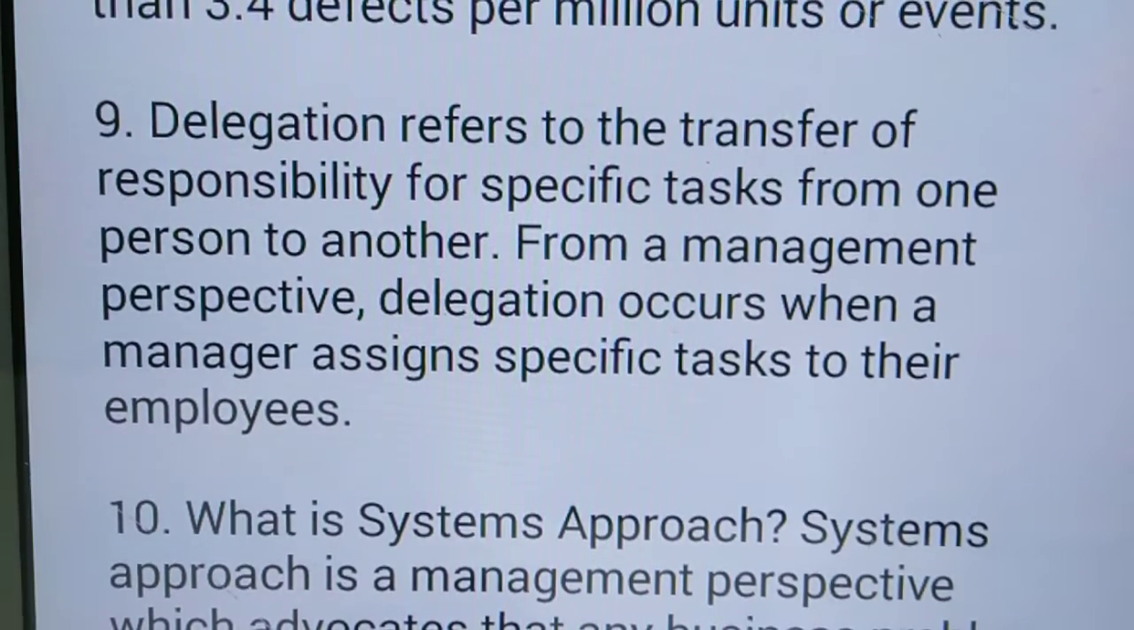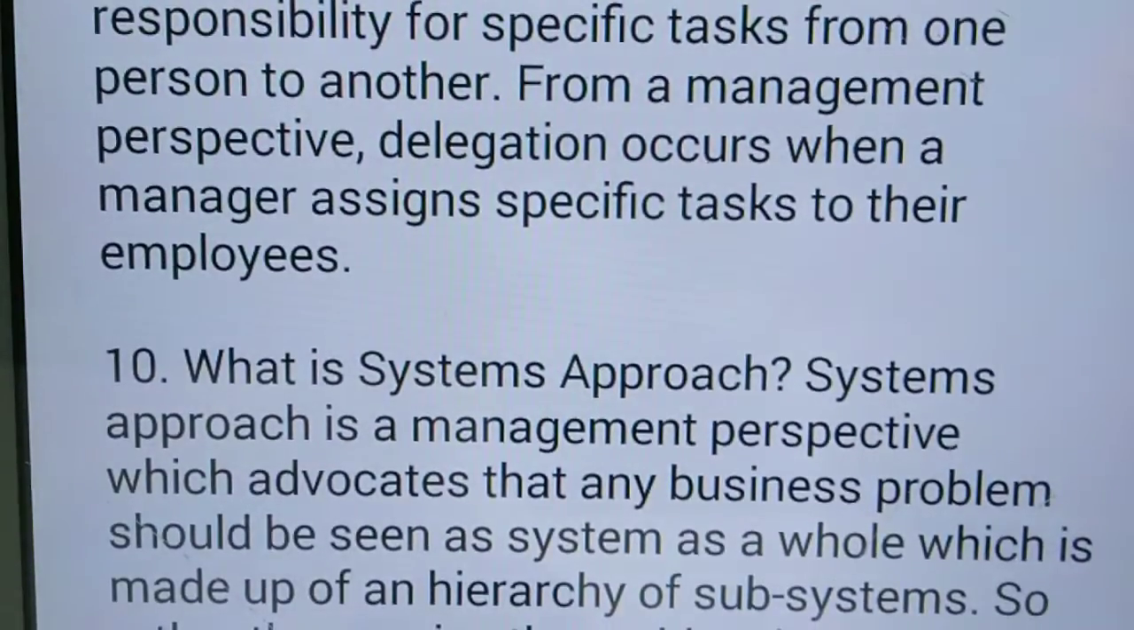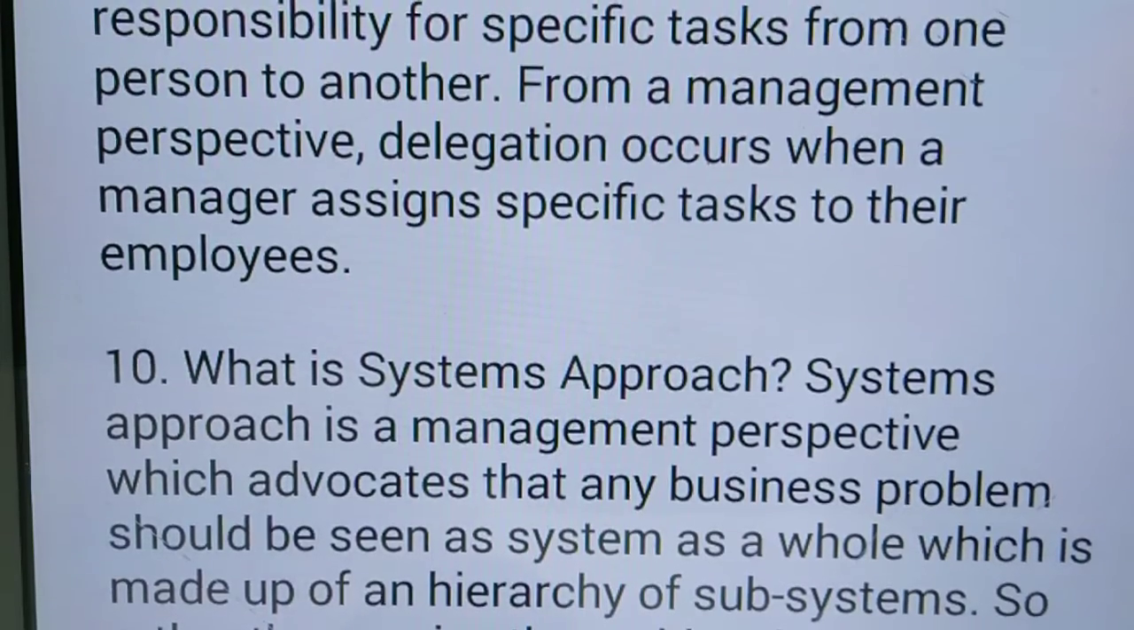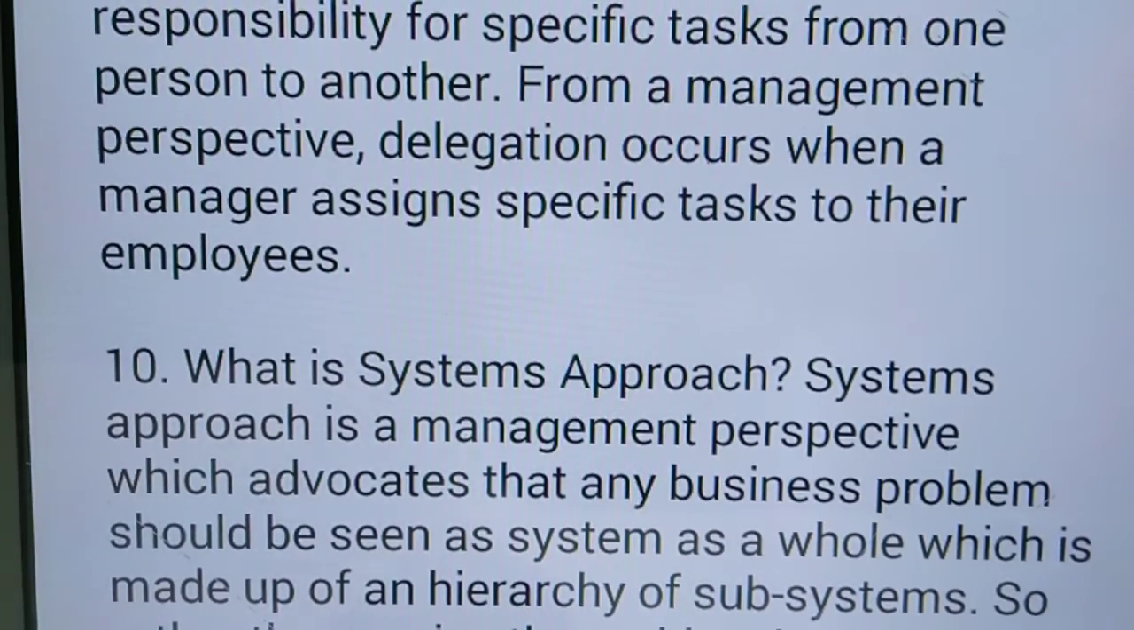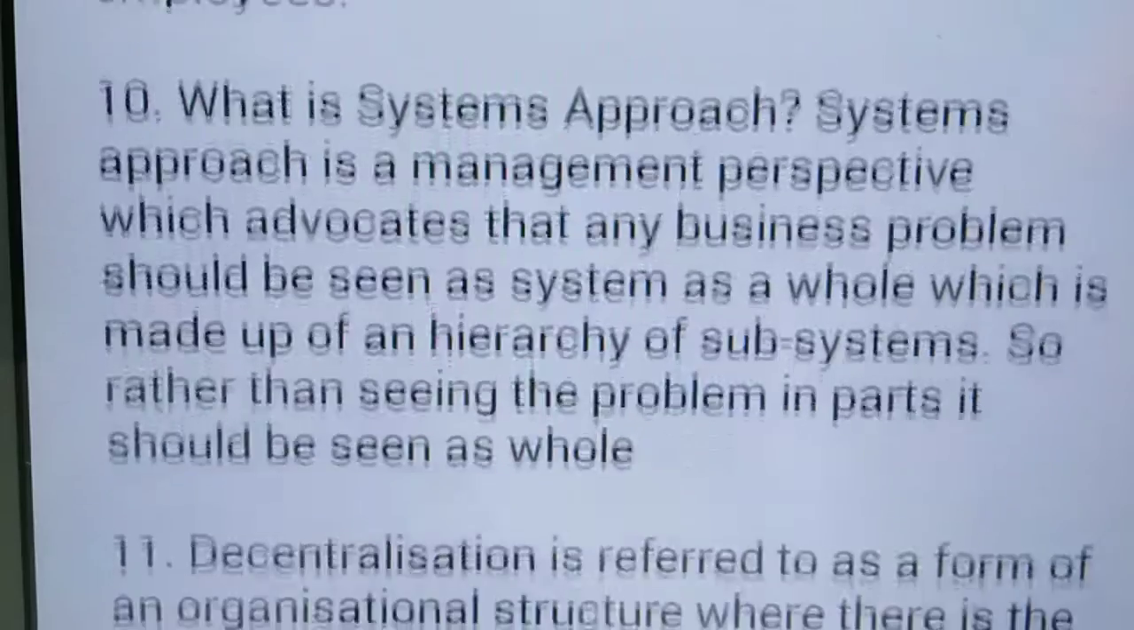Delegation means the transfer of responsibility for a specific task from one person to another. From a management perspective, delegation occurs when a manager assigns specific tasks to their employees.